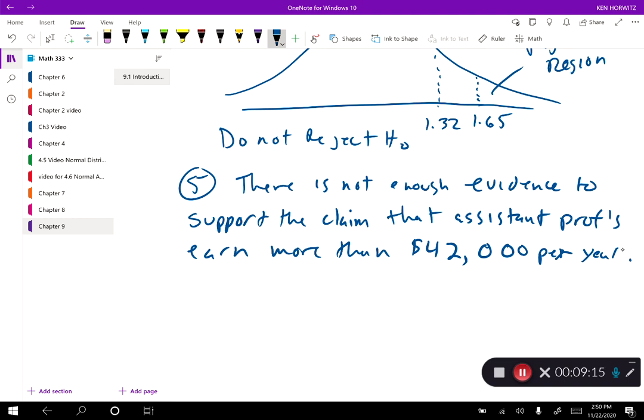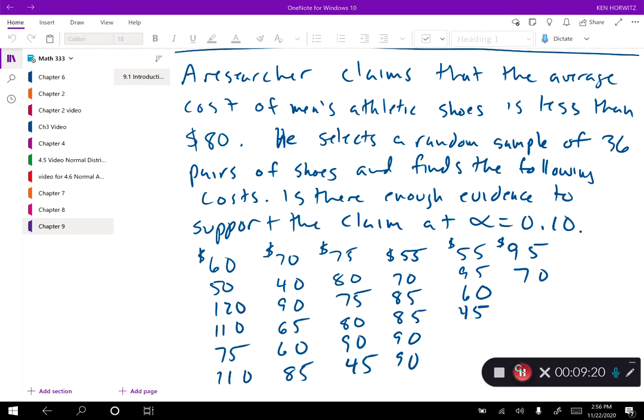All right. Let's go on to the next example. A researcher claims that the average cost of men's athletic shoes is less than $80. He selects a random sample of 36 pairs of shoes and finds the following costs. Is there enough evidence to support the claim at alpha equals 0.10? All right, and below, we now have listed 36 pairs of shoes and the prices.